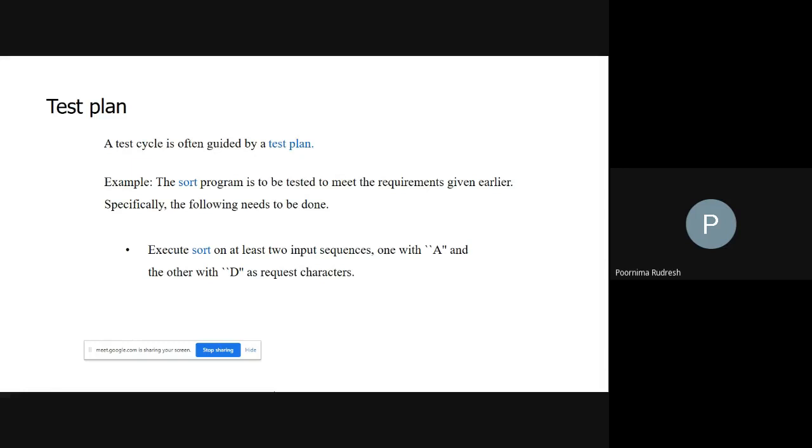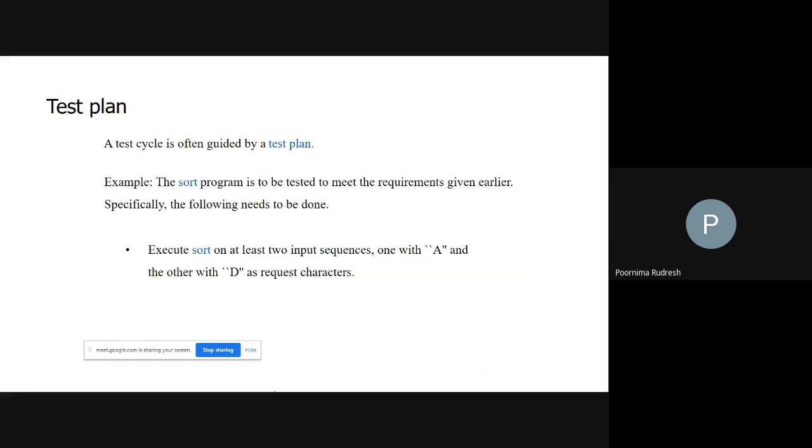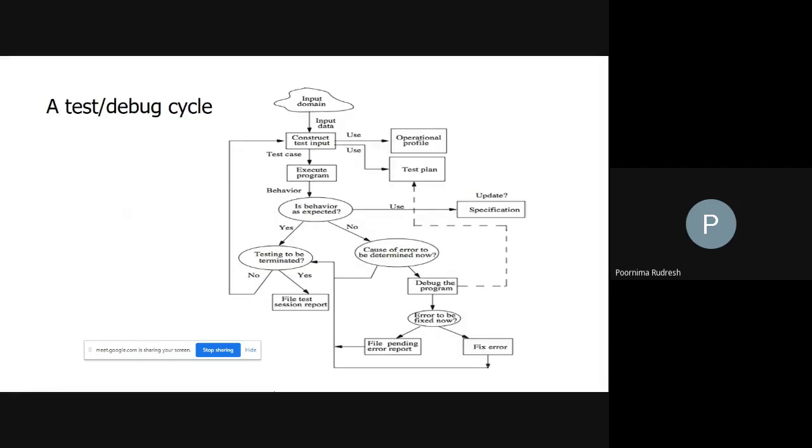So execution of the program is over, the test plan is over, and construction of the test cases is over. After that, once we execute the program, next we have to assess the behavior of the program, or we can say, assessing the program correctness.